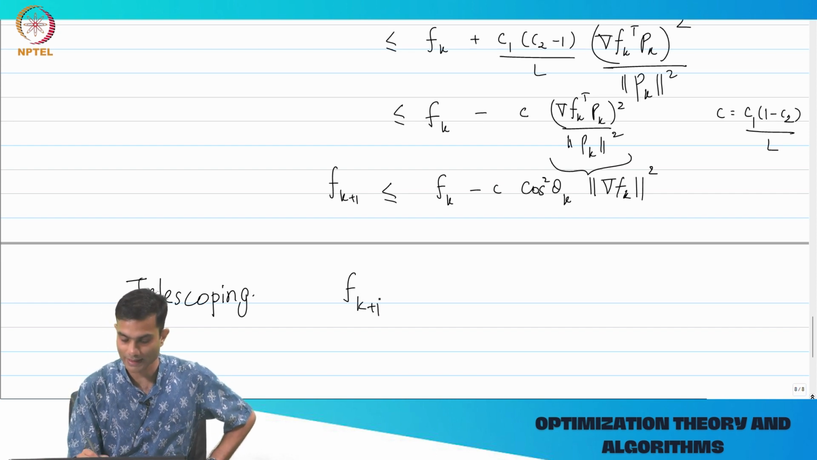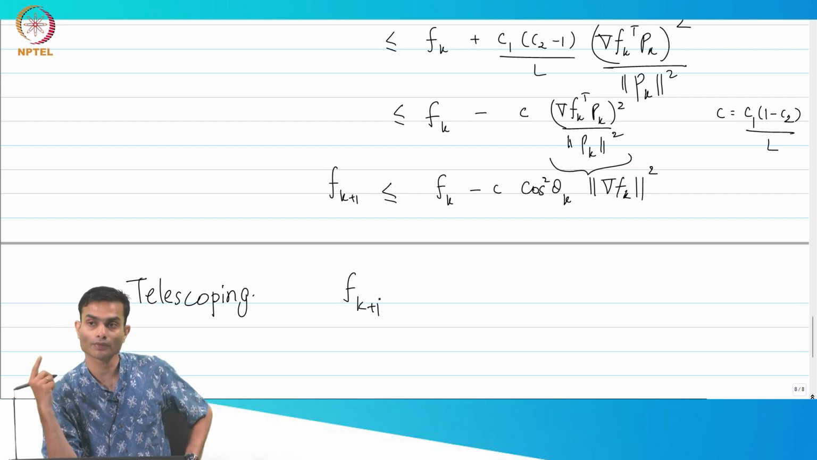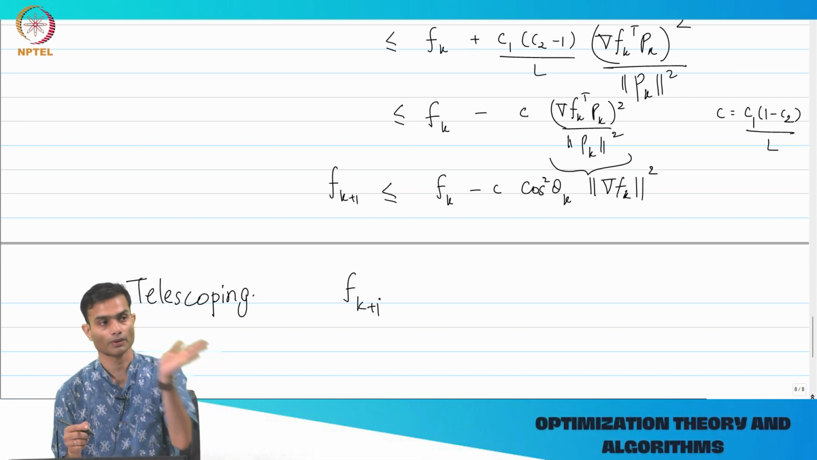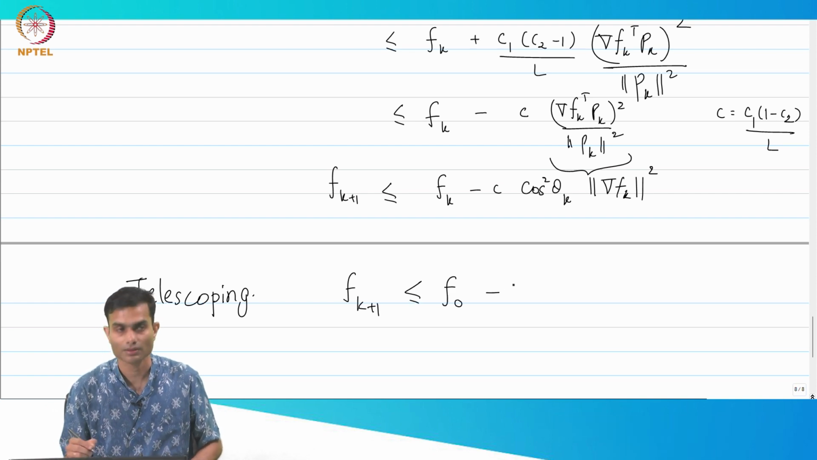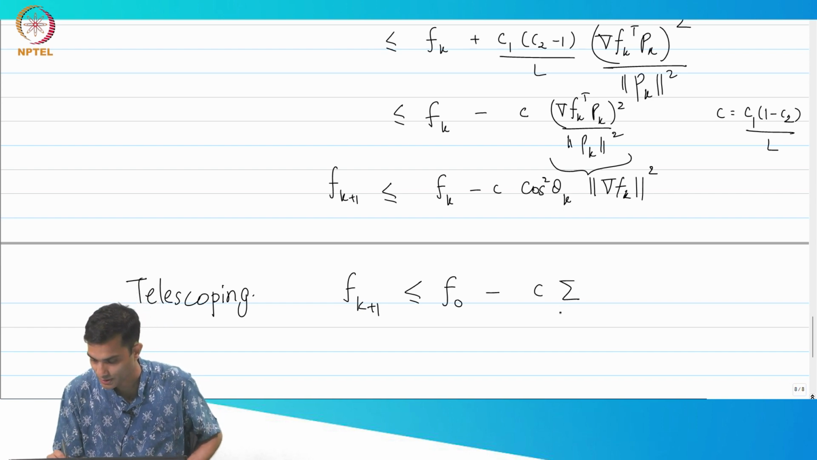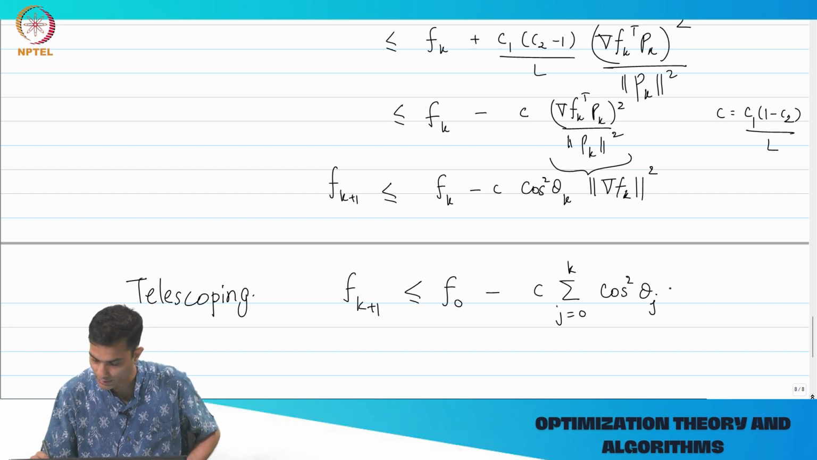Is there anything left to cancel fk plus 1? No, that is the final term. What other term will not get cancelled? F0, right? And F0 is going to appear on the other side. So, this is going to be less than equal to F0 minus this guy, the summation is left. So, I am going to have C summation j equal to 0 to k cosine squared theta j.